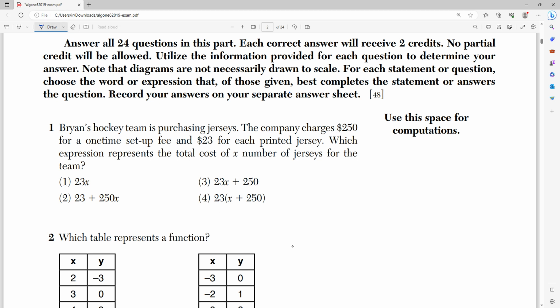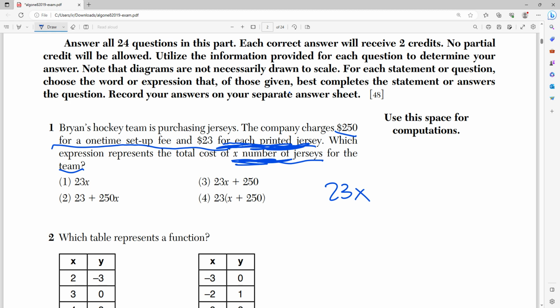The company charges $250 for a one-time setup fee and $23 for each printed jersey. Which expression represents the total cost of X number of jerseys for the team? This is simple. All you have to do is construct the expression that represents the situation, right? So if you have $23 per printed jersey, and X is the number of jerseys, you're going to have 23X, right?